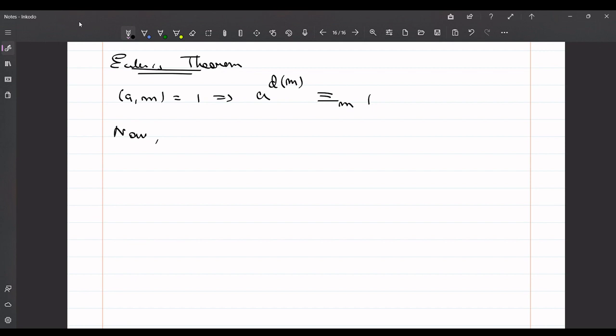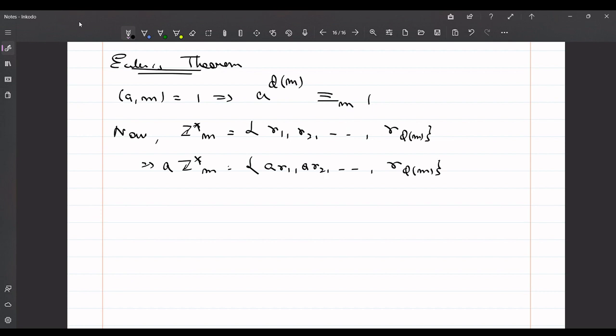Now, what is Z star M? Z star M is R1, R2 and so on till R φ(M). So there are φ(M) such values, the reduced residue system of M. Now if you multiply A to each of them, it is AR1, AR2 and so on till AR φ(M). This still remains a residue system, the reason being A is coprime to M. Every single number you have here is coprime to M, so multiplying with a coprime number doesn't cause any difference to the remainder you are going to get. So this still remains a residue system. I'm not saying whether it's complete or reduced. It's a residue system.